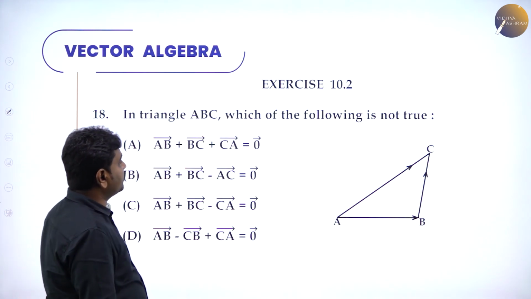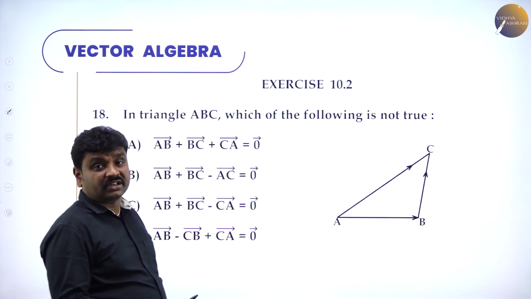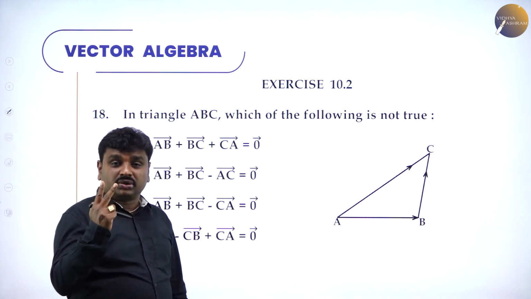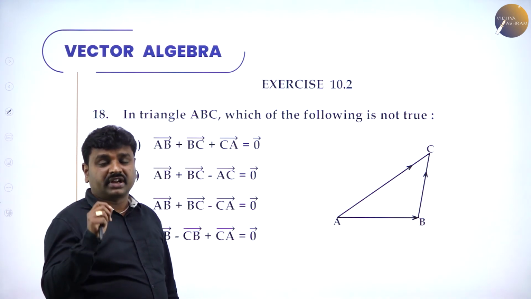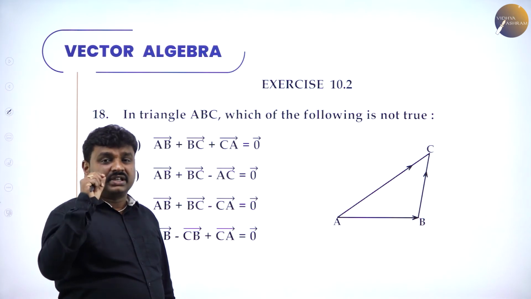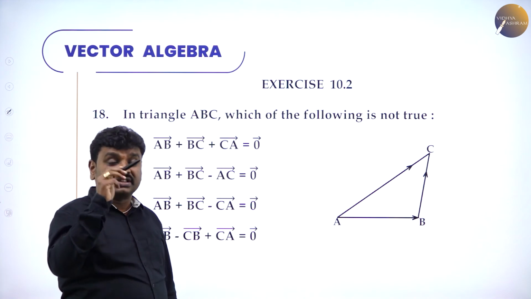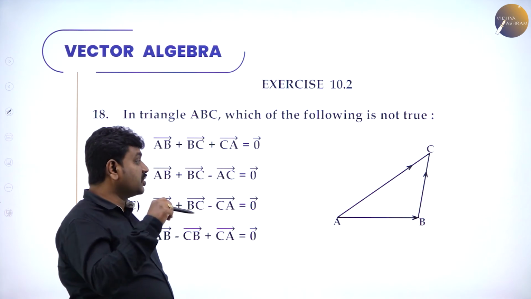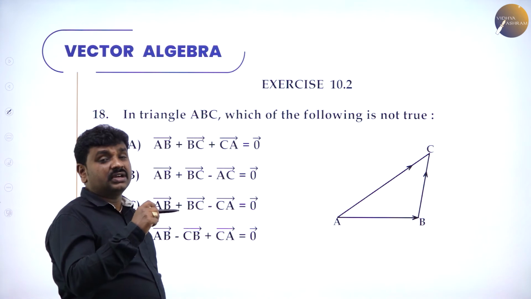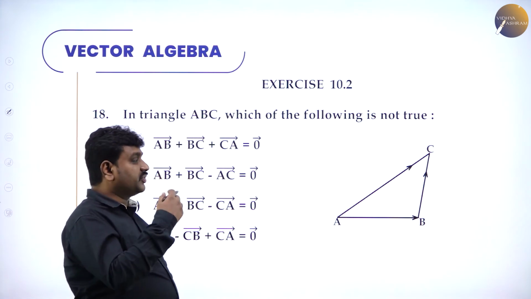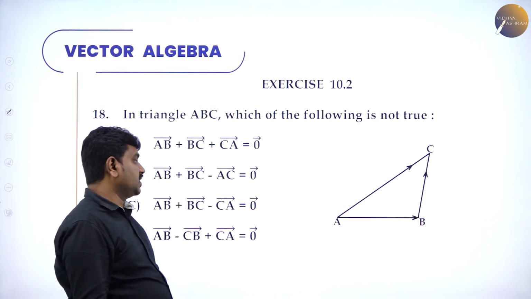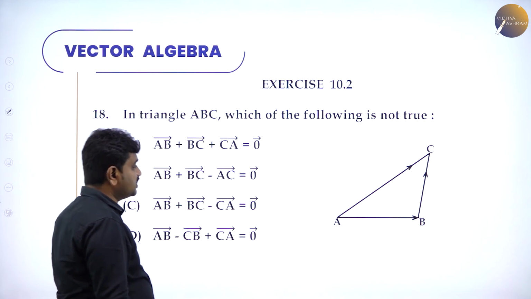See, in the triangle, which of the following is not true? Law of triangle of vectors: if you take two sides of a triangle as two vectors such that the tail of one vector touches the head of the other, then the third side is obtained by joining the initial point of the first side with the terminal point of the last side. So now AB plus BC plus CA is 0, they told.